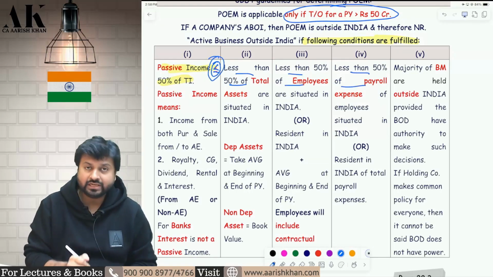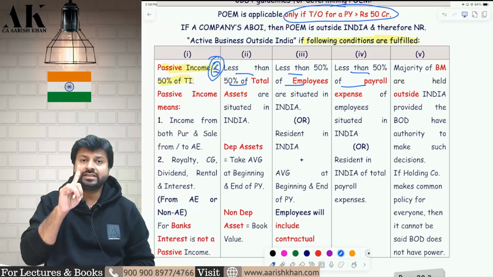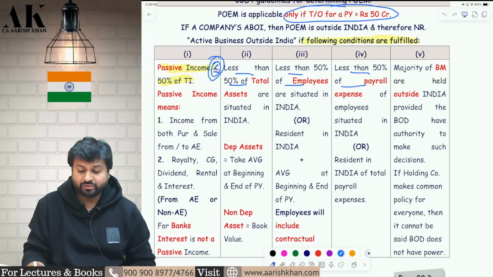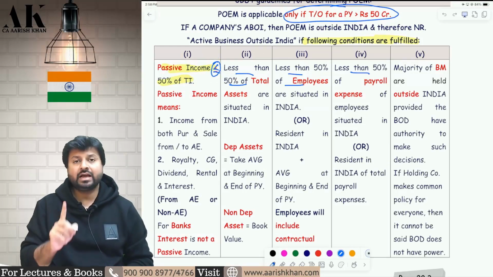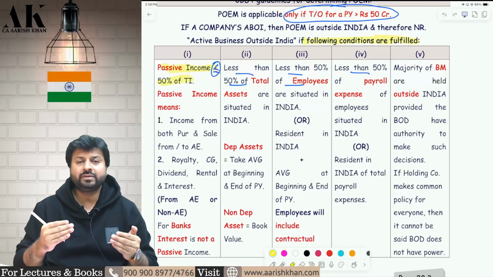So in the first condition, even if it is 50% of total income, it is fine. But in the next 3 conditions, if it is exactly 15%, then the conditions will be violated. You need to be as minute as this while reading a provision. Okay. I hope it is clear to all of you. So your passive income should be less than equal to 50% of total income.